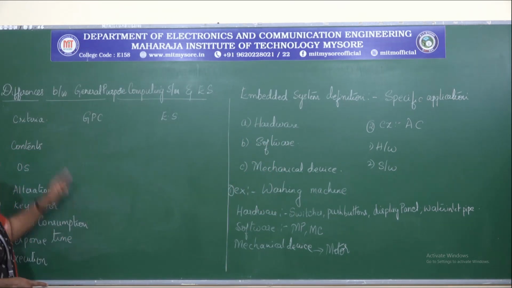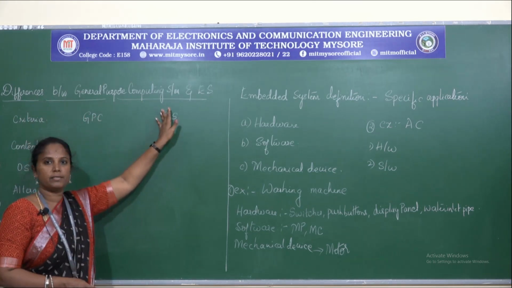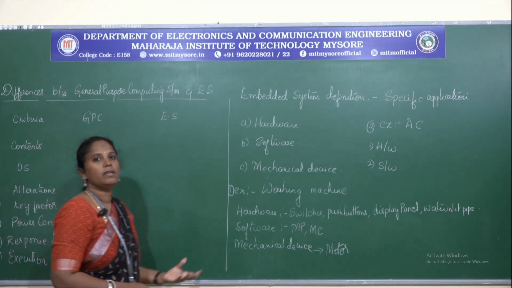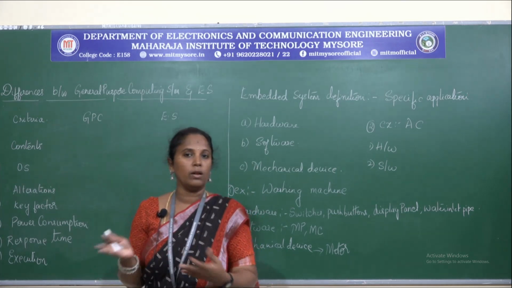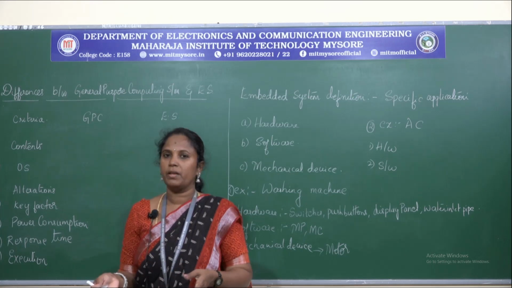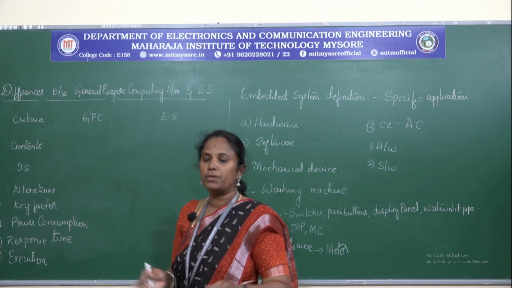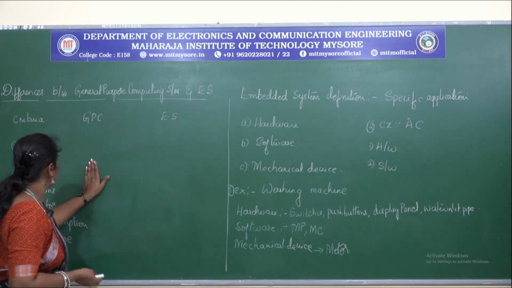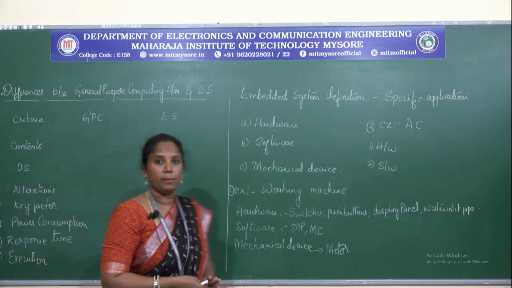Now let us know what differences we have between a general purpose computing system and an embedded system. As I told previously, we have numerous computing systems, but we cannot call every computing system an embedded system. So we have some differences to distinguish the many computing systems available from a given embedded system. We have listed some criteria here, where we have 7 criteria to be satisfied with respect to an embedded system.